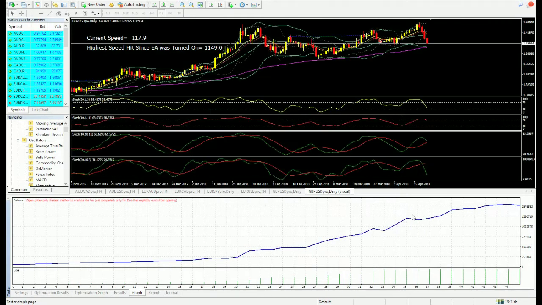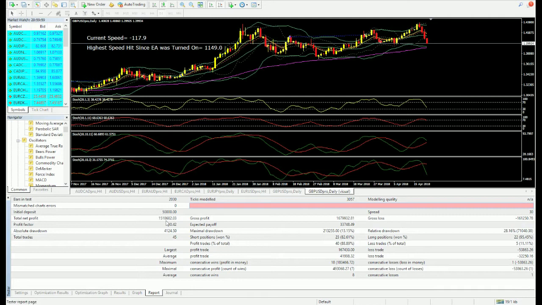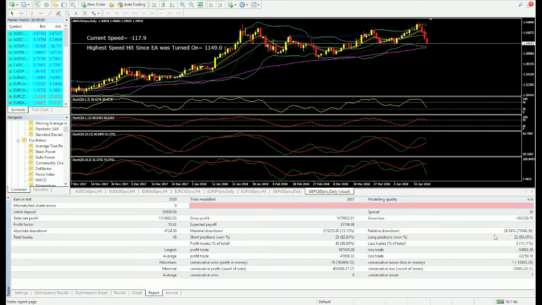And let's take a look at the results. We got $1.5 million right here. We have a 10.42 profit factor. It matches the settings here. Make sure that it matches in the report. And then you got your 88% profitable trades. 88%. 40 wins and only 5 losses.